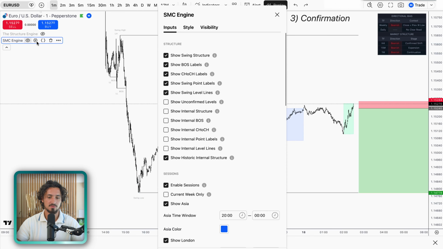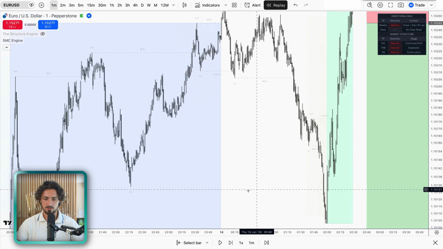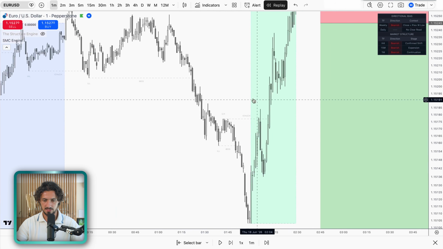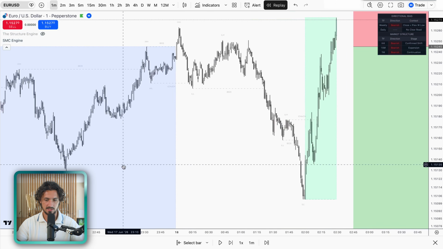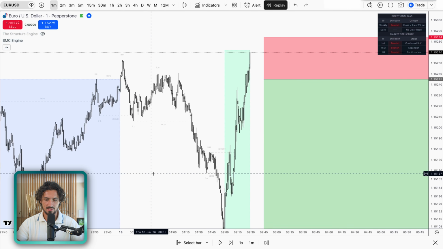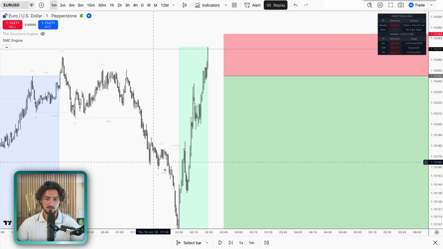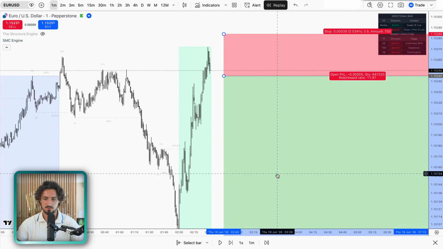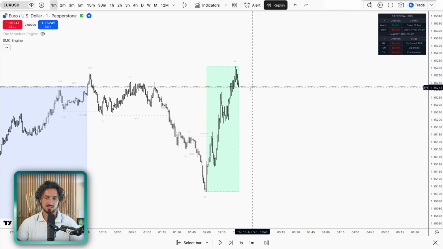So we also have internal structure, as you can see in here. Internal change of character, etc., etc. So we'll turn this on. You will see in here, internal change of character, internal break of structure, internal change of character. So right now, we had a change of character here. We're bullish. So if I just, again, take this out, the M1 is bullish right now. So I can't just sell in here.